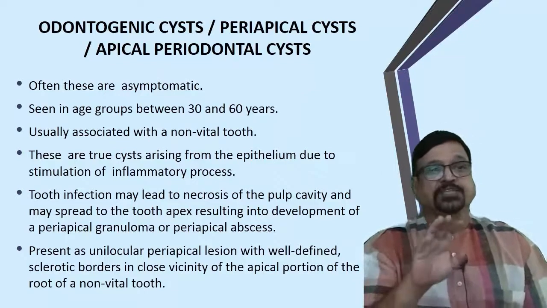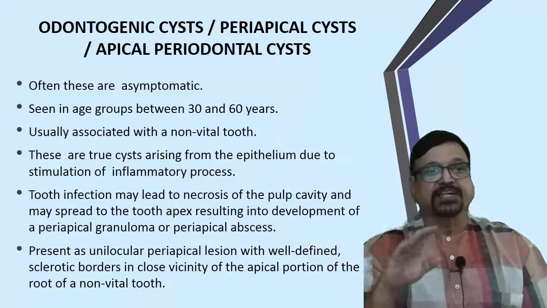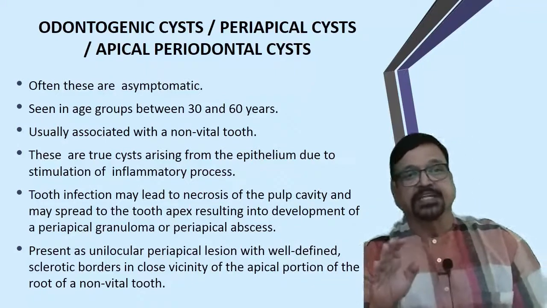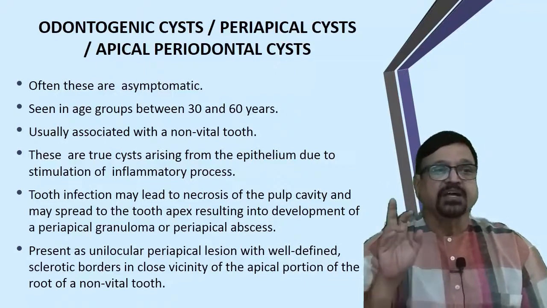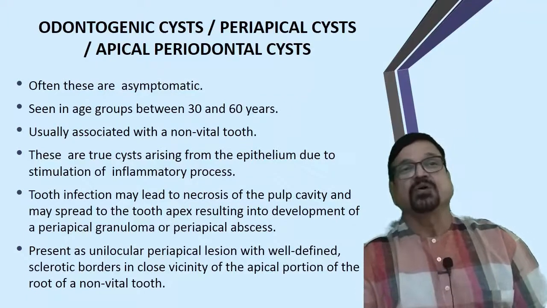Now it presents as a unilocular periapical cystic lesion with well-defined sclerotic borders in a close vicinity of the apical portion of the root of a non-vital tooth. So teeth has to be non-vital.